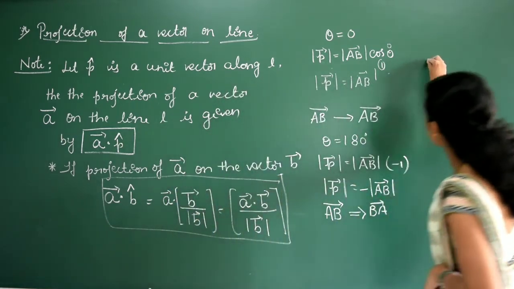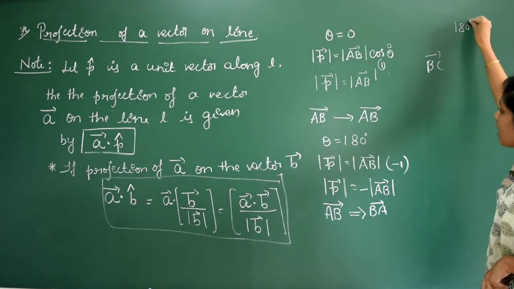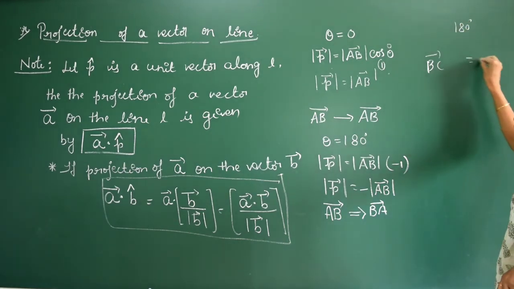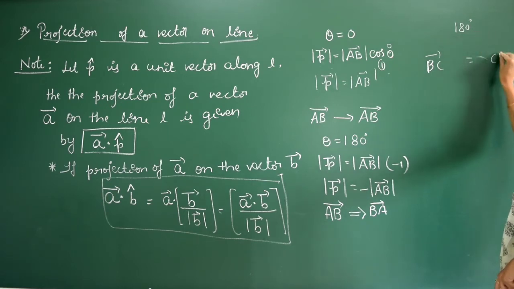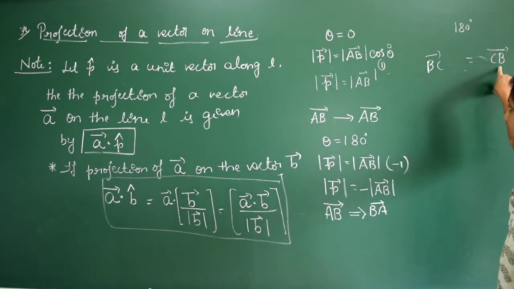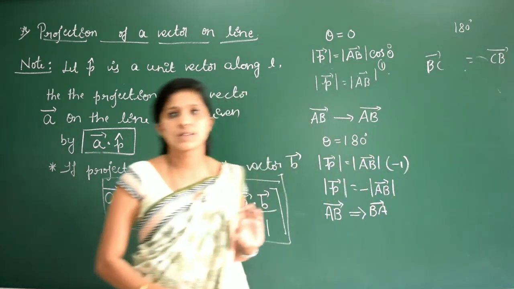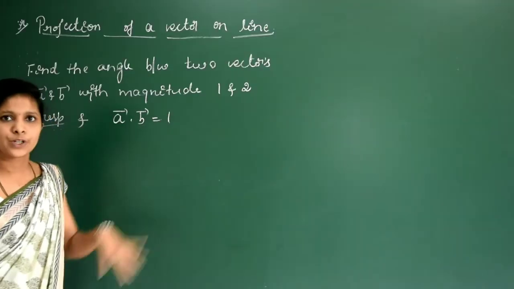Suppose if it is BC vector, and the angle is 180 degree, then the projection of BC vector will be CB vector, or I can write minus BC vector. This is about the projection. Now we will solve some problems based on this, important for 1 mark.